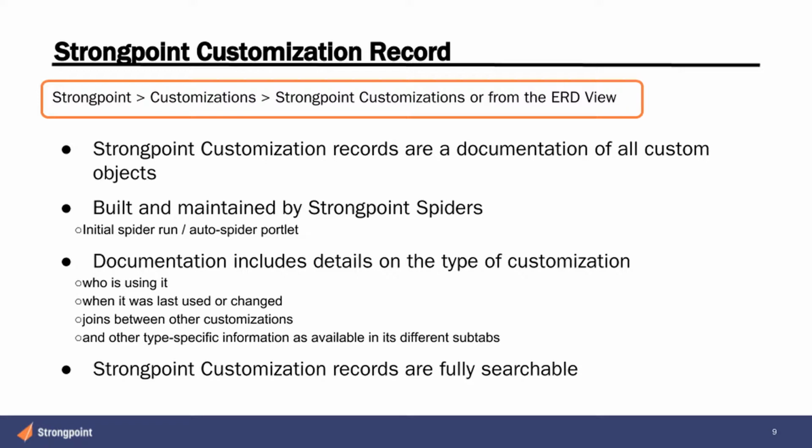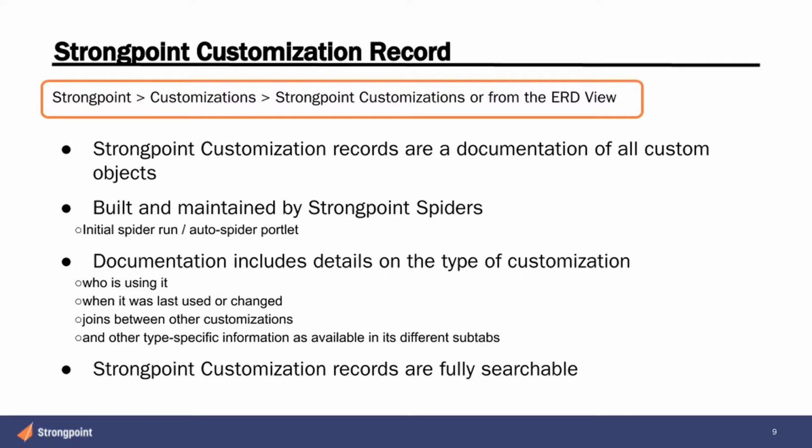And the documentation includes the details of everything on your customization, who's using it, when it was last used, and what the joins are between the other customizations, so those interdependencies. And last but not least, we make sure that all these Strongpoint customization records are fully searchable for you.